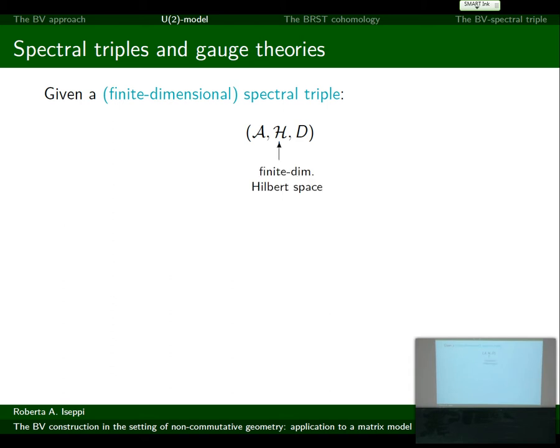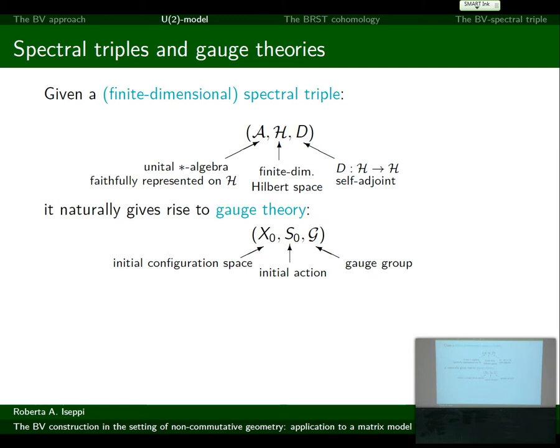Because when we are considering a finite dimensional spectral triple, the Hilbert space is just finite dimensional. The algebra is a unital star algebra that is faithfully represented over H. But in the finite dimensional case, this means simply that A is just the direct sum of matrix algebras. And D is a self-adjoint operator. So given this structure, we can construct a gauge theory in this way.